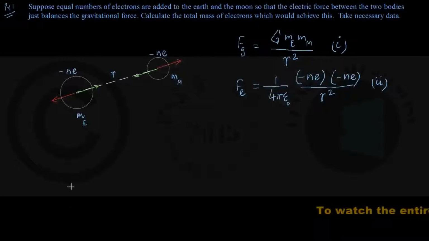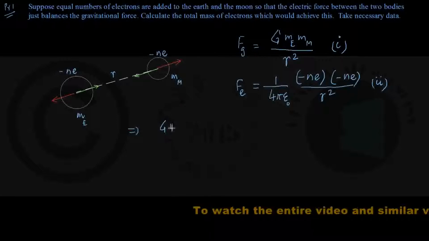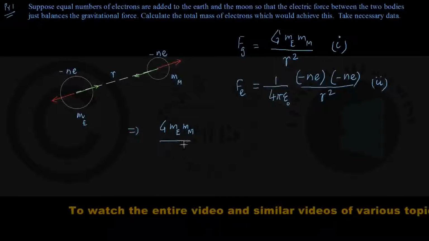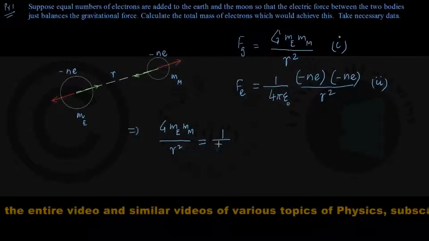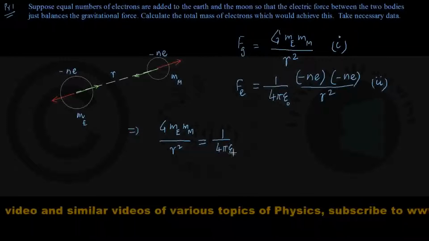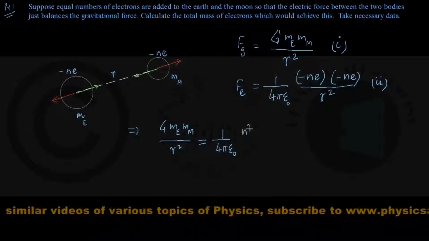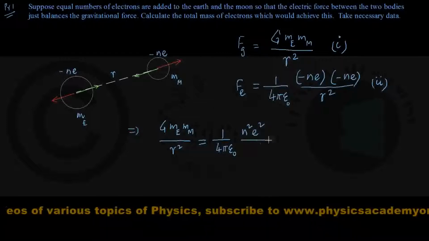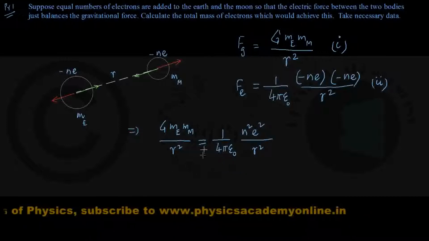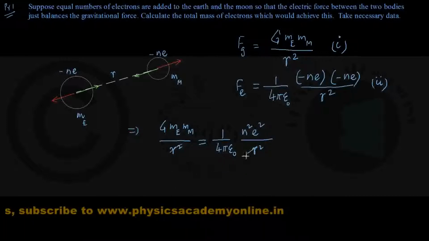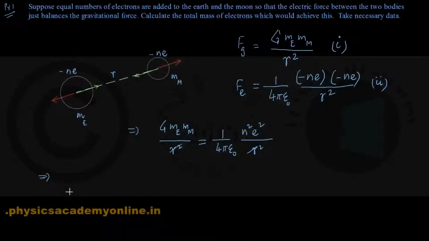Equating 1 and 2, we could write down that G into mass of Earth into mass of Moon by R square has to be numerically equal to 1 upon 4 pi epsilon 0 into n square e square by R square, right? And the first thing I notice is that this R square cancels out. I don't require its value. And from here you can rearrange to show that.